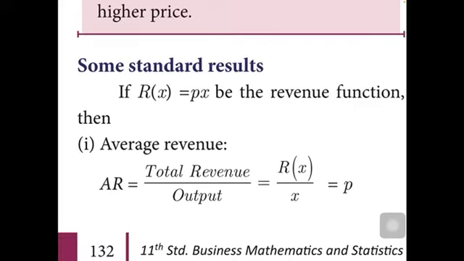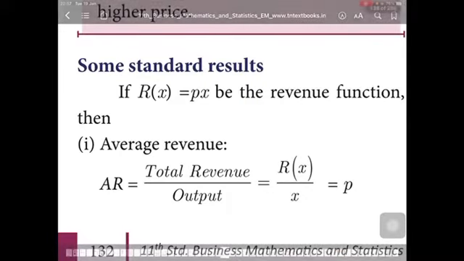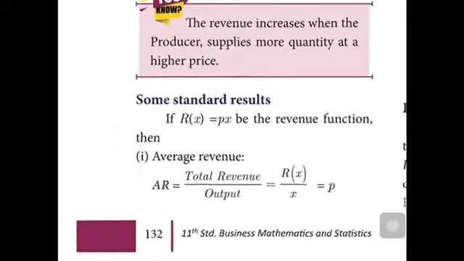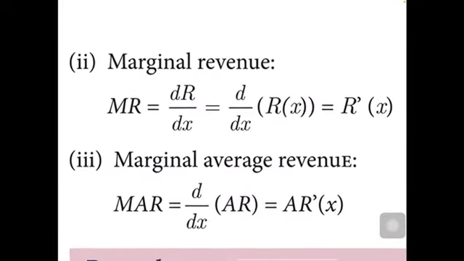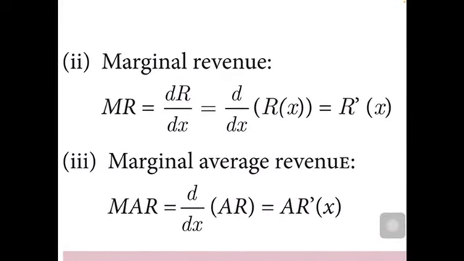Average revenue is total revenue by output, that is R of X divided by X, and it is equal to P, average revenue. Marginal revenue is the differentiation of the revenue function. Marginal means we have to differentiate it. So, marginal revenue means we have to differentiate the revenue function.